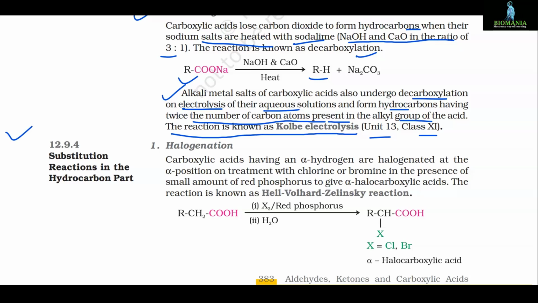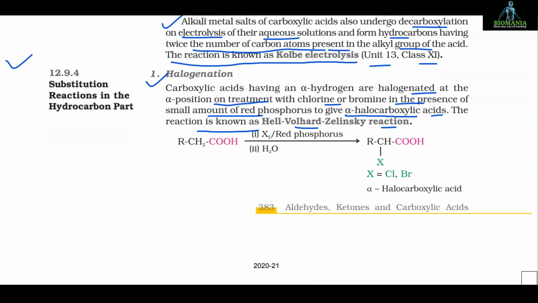12.9.4 Substitution reaction in the hydrocarbon part. Number 1, halogenation. Carboxylic acids having an alpha hydrogen are halogenated at the alpha position on treatment with chlorine or bromine in the presence of a small amount of red phosphorus to give alpha-halocarboxylic acids. The reaction is known as Hell-Volhard-Zelinsky reaction. Here you can see this reaction, that is RCH2COOH in the presence of halogen and red phosphorus and H2O is forming alpha-halocarboxylic acid.